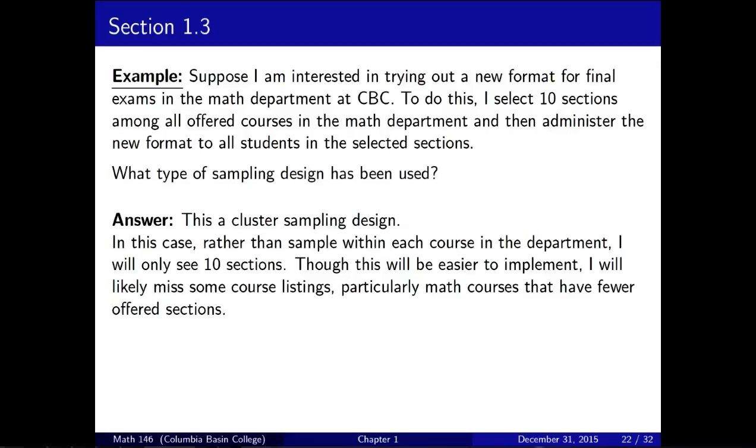On the plus side, though, it's going to be really easy to implement. I only have to go to 10 sections and 10 instructors and just implement the exam to all those students. It makes it nice and easy and clean. I can collect my data back, and it shouldn't be too much of an issue. Okay. So again, cluster is easier but less informative with the risk of missing people. Stratified is harder, but you're more likely to see everybody and make maybe some more detailed inference. Okay. So those are some of our different sampling designs.